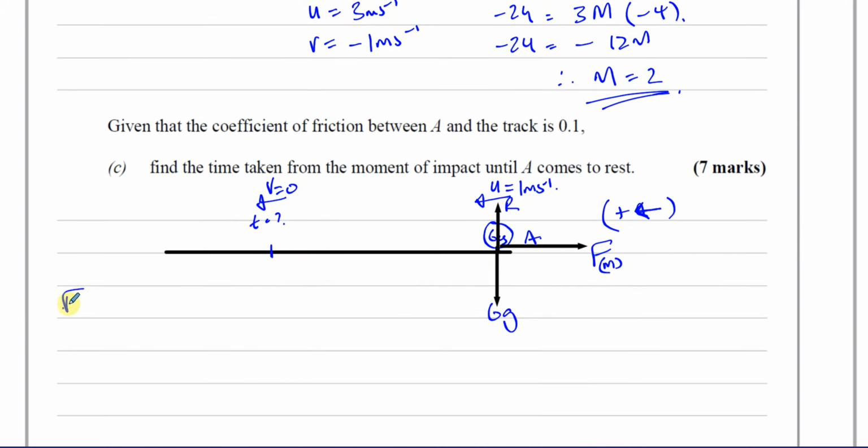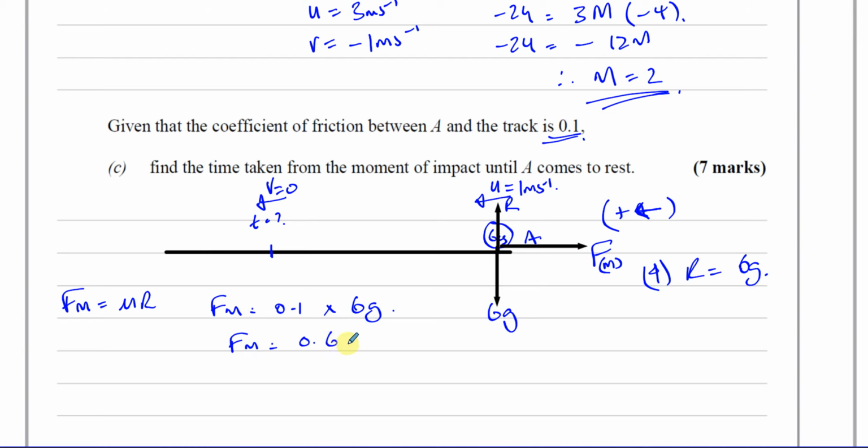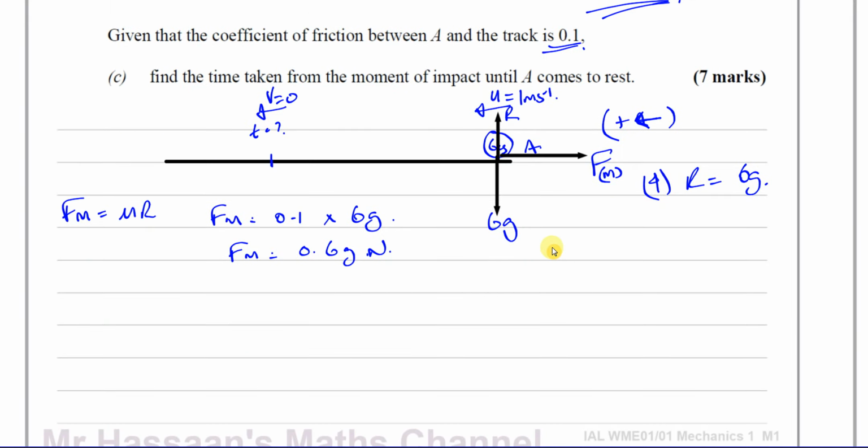So we know that F max is equal to mu times R, where mu is the coefficient of friction. So we can say F max is equal to 0.1 times, and we know the reaction force is basically, if you resolve upwards here, it's going to be equal to 6g. Okay, so 0.1 times 6g. Okay, so F max is going to be 0.6g newtons. So that's F max.